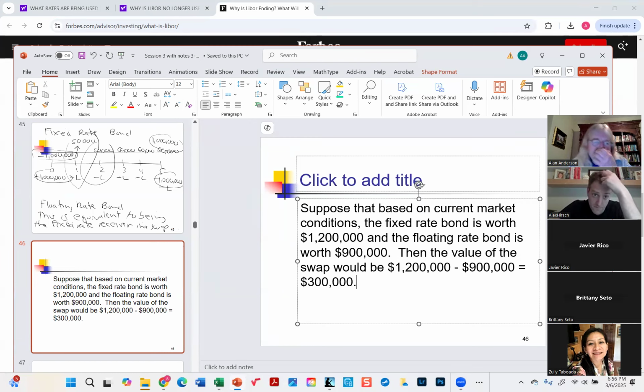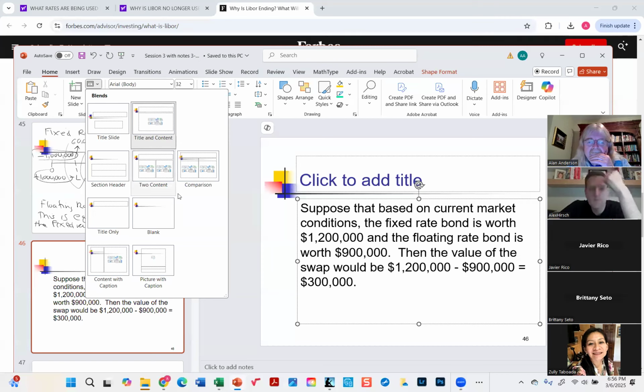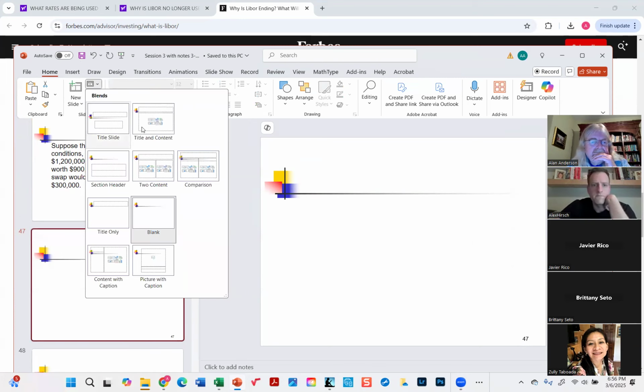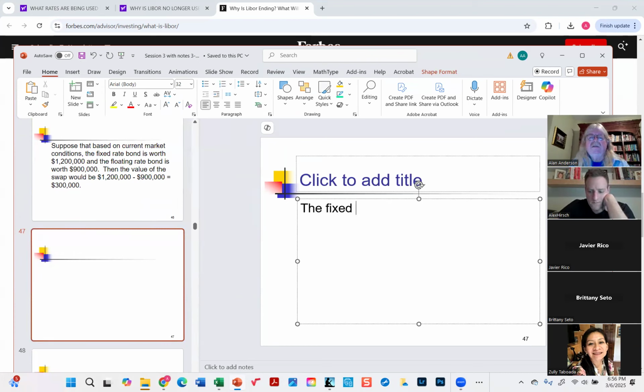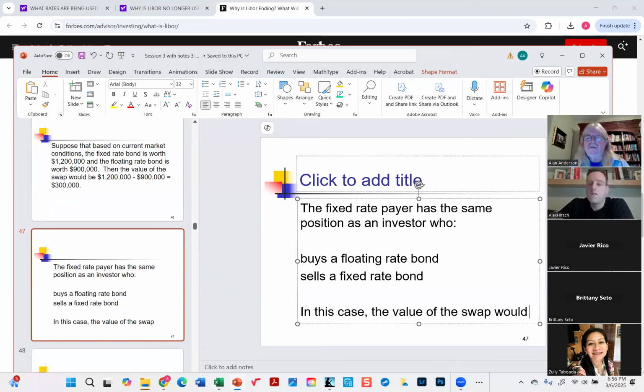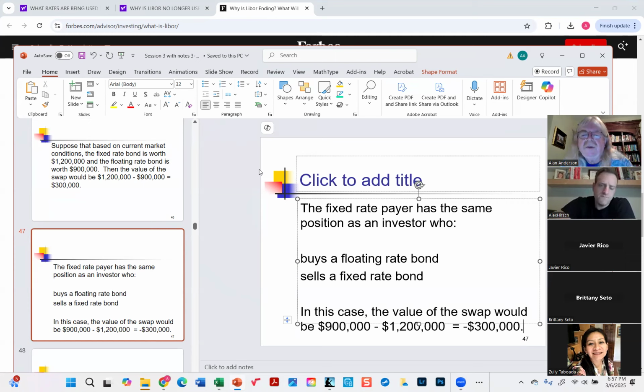Now, whoever is on the other side of my swap, I'm the fixed rate receiver. Whoever's on the other side of my swap is the fixed rate payer. The fixed rate payer has the same position as an investor who buys a floating rate bond and sells a fixed rate bond. So that means in this case, the value of the position of the swap would be 900 minus 1.2 million equals minus $300,000. Okay, so if I'm up 300,000, the other side of the position must be short 300,000.